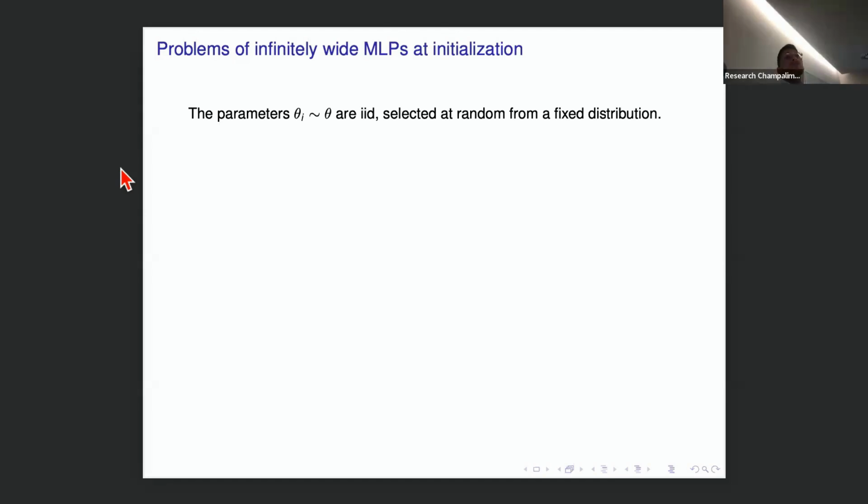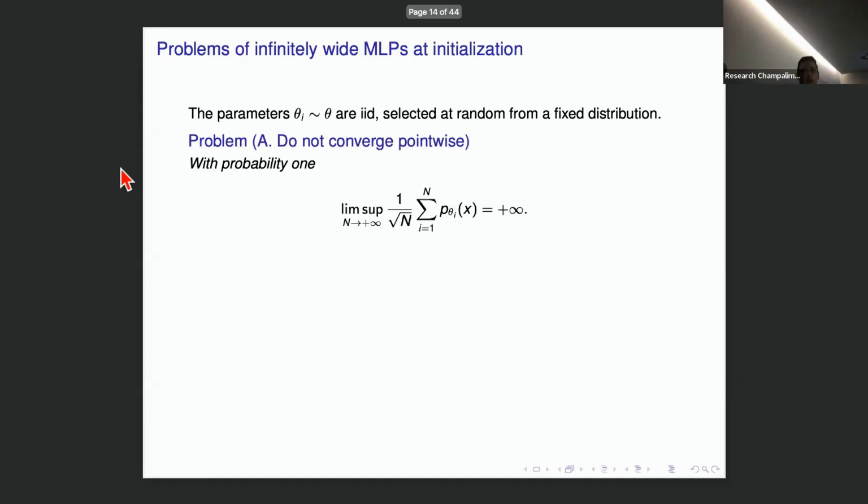And all perceptrons are chosen to be similar. So the parameters that go into each of them are independent and identically distributed. If you do that, then with probability 1, this perceptron that you initialize this way is not going to converge. So with probability 1 in the space of parameters.